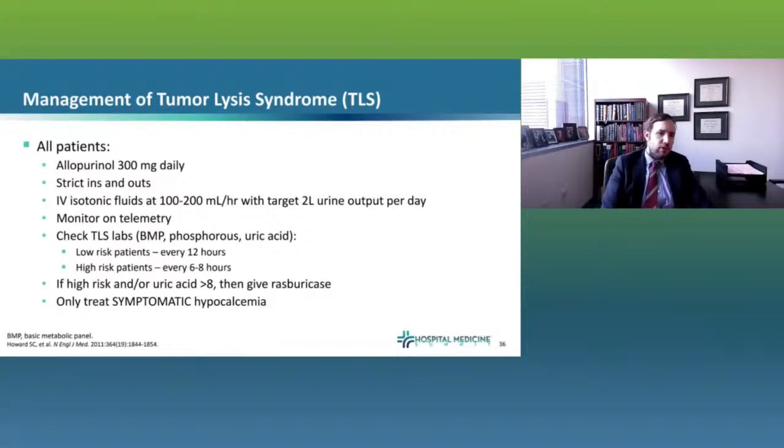General recommendation is low-risk patients every 12 hours and high-risk patients Q6 to 8. And if they are high risk and or uric acid greater than 8, then give rasburicase. This is my favorite line on the slide. High risk and or uric acid greater than 8. So if I had a magic wand, I would wipe out the or there. It's high risk and uric acid greater than 8. You are not going to be able to give that drug if uric acid is normal, or the pharmacist is sleeping on the job. And then only treat symptomatic hypocalcemia. That's pretty standard.